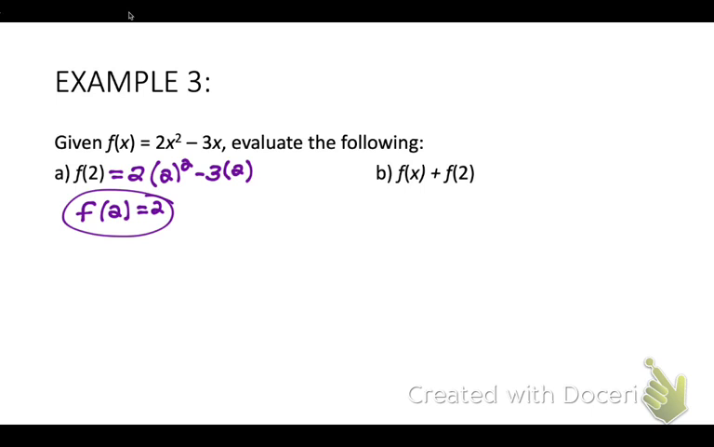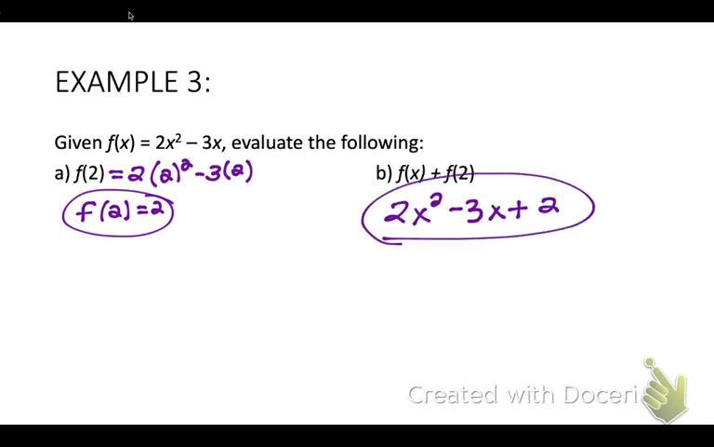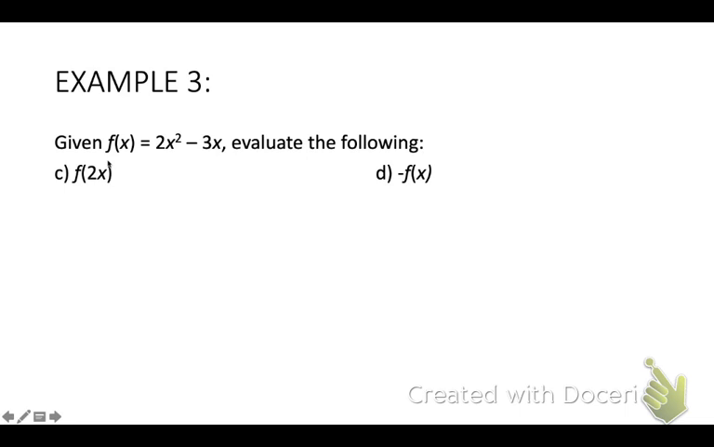For part B, we're going to take our original function of 2x cubed minus 3x and add what we just evaluated, which would just be 2. So that's all our answer is there. Not too crazy, huh? Looks hard, but it's not. Everybody good?